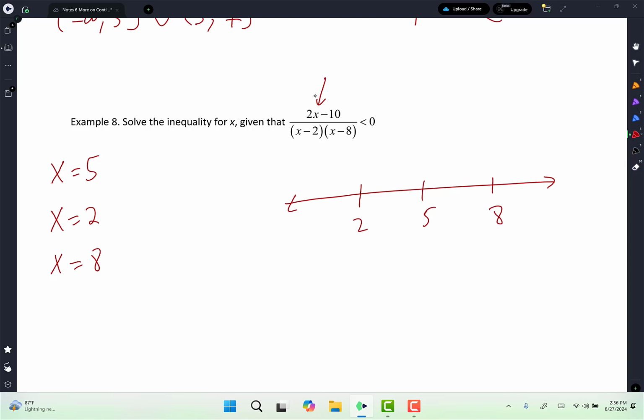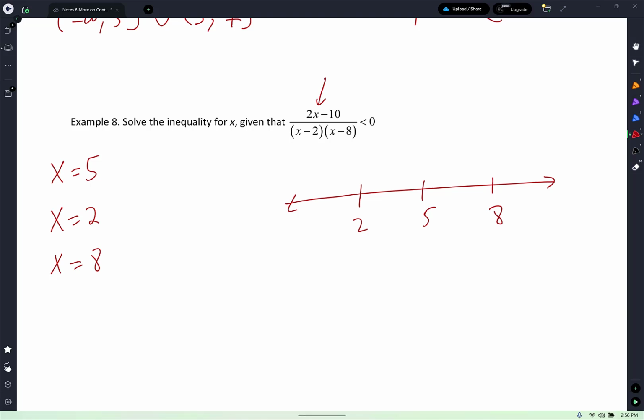So what is negative divided by a positive? Put a negative. Give me a number between 2 and 5. 3. 2 times 3 is 6. 6 minus 10. What is that? Positive or negative? Negative. Put that in your chart, or you can put a little symbol if you tend to forget, especially if you're tired. Okay, plug in a 3. 3 minus 2. Positive or negative? 3 minus 8. Positive or negative? Positive times the negative. So what did I have on the top? Negative. So negative divided by negative. Positive. Put a plus symbol.